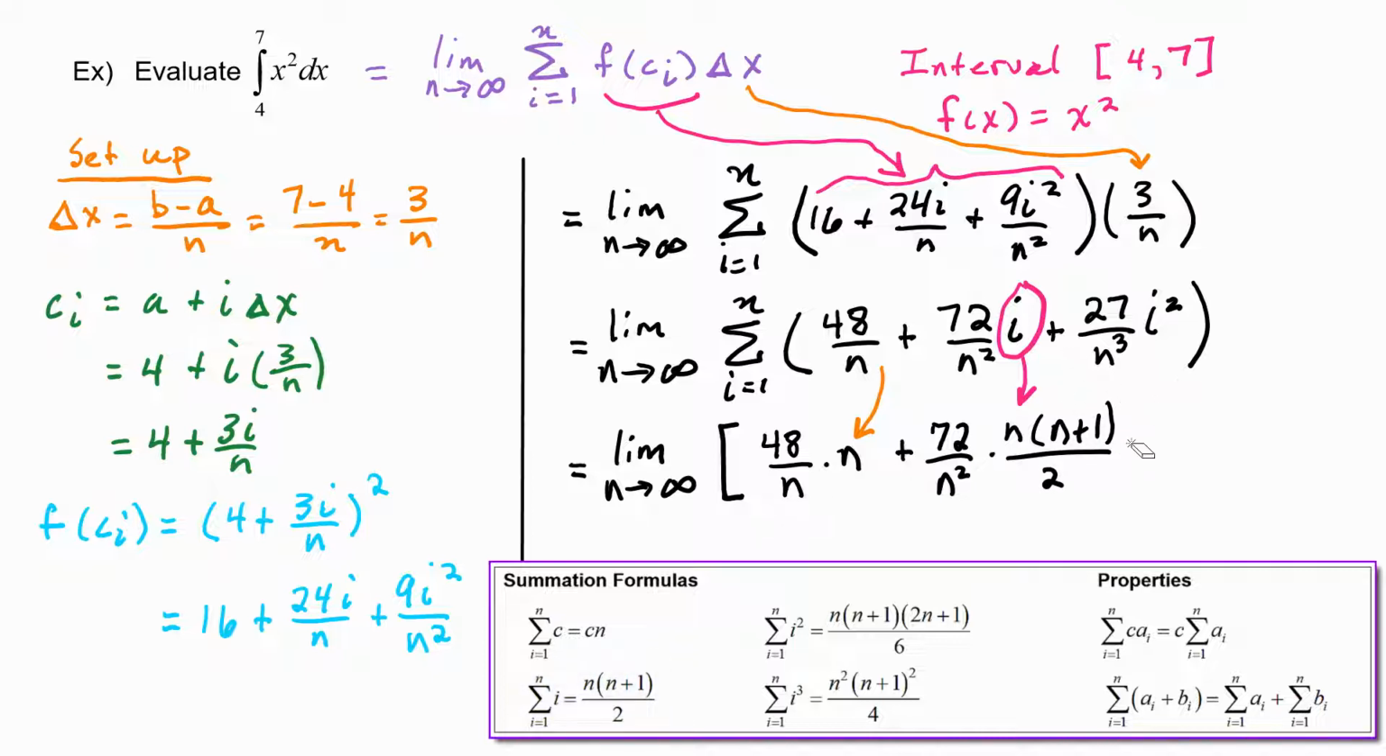Then we bring down the next plus sign. We can treat 27 over n cubed like it were a constant because it doesn't have the variable i in it. And then that means we will be summing over i squared and using that rule, which we know is n times n plus 1 times 2n plus 1 over 6. And we close the bracket.